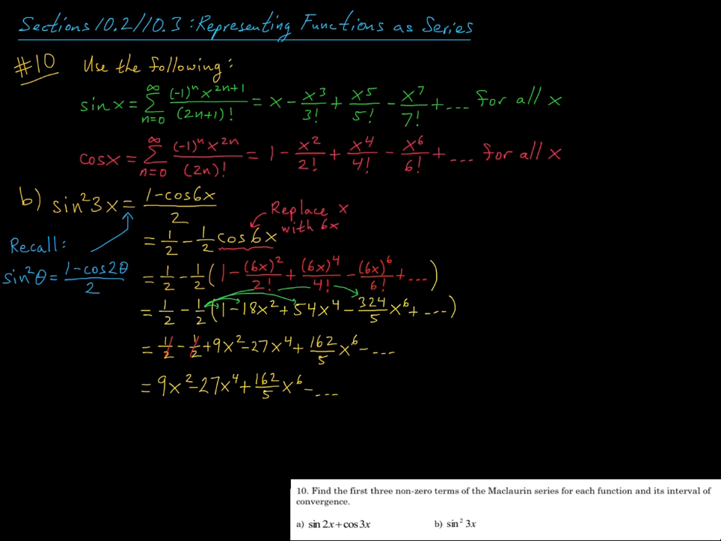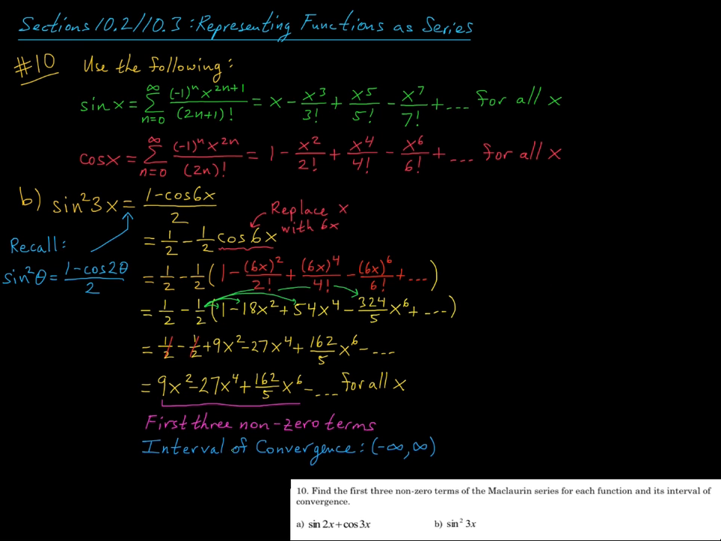And as far as the interval of convergence is concerned, just like part A, since this series in red converges to cosine of 6x for all x, performing these operations below will not change or affect the convergence. And so this resulting series in turn converges to sine squared of 3x for all x. So our interval of convergence is the entire real line, from negative infinity to infinity.